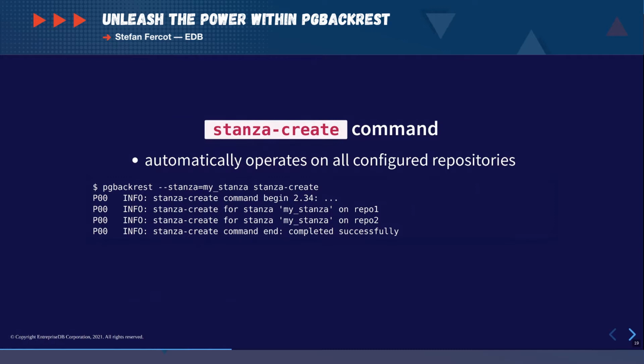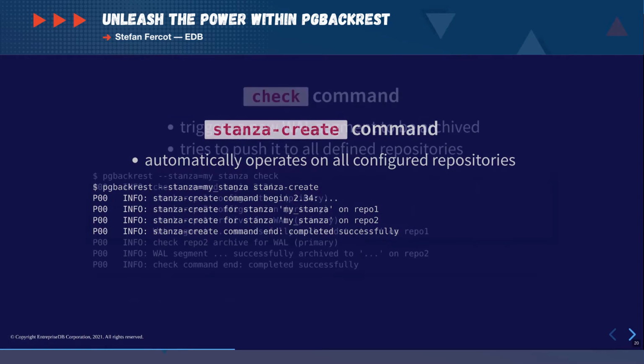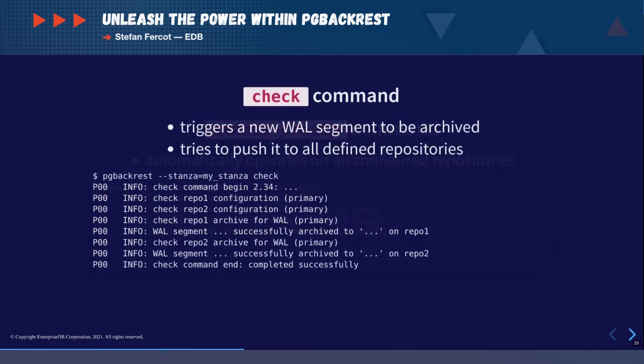Meaning, if there is already a repo 1 and you had a repo 2, you can rerun the stanza-create. It will only check that everything is fine with the repo 1 and initiate the repo 2. The check command is just triggering a new WAL segment from Postgres and tries to push it to all defined repos. So we will wait for the same WAL segment to be archived to both repos to make sure the archiving system is working fine.